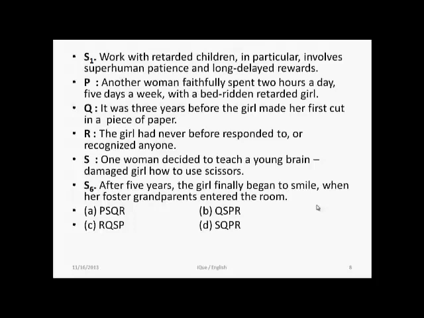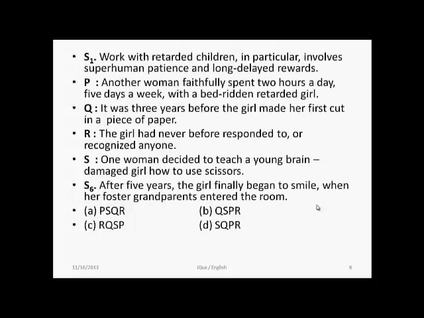R, the girl had never before responded or recognized anyone. S, one woman decided to teach a young brain-damaged girl how to use scissors. And the last statement is, after 5 years, the girl finally began to smile when her foster grandparents entered the room. Now, the first statement S1 is a general statement about treating and dealing with retarded children. Statements P, Q, R, S and S6 talk about specific examples to elaborate this point.